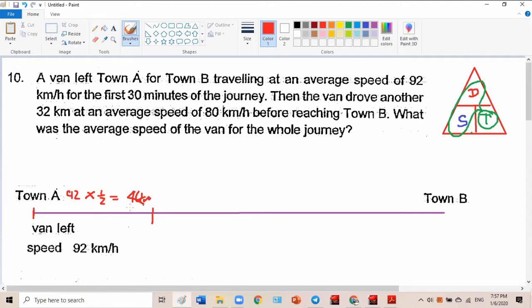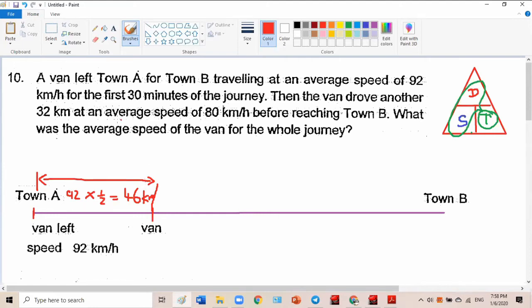After half an hour, the van is here. Do you all understand what I mean? After half an hour, the van is not where it started. It is 46 kilometers away from town A. Do you understand what I mean, people? 46 kilometers away from town A. So far, so good? See how I do it, like parts and parts. Then continue.